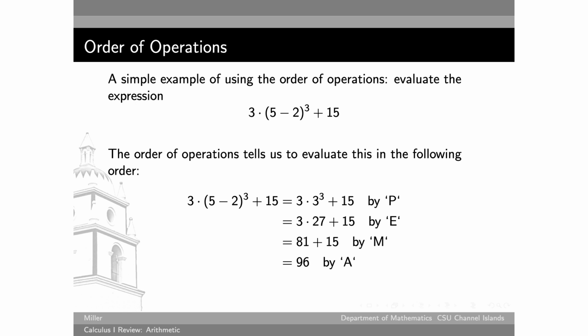The next letter in PEMDAS is E. Look for the exponents. We've got one exponentiated expression, the 3 to the third power. 3 to the third power is 27, so we evaluate that. Next, we look for the M and the D, the multiplication and division. Here we've got one expression with multiplication, 3 times 27. We evaluate that next and get 81. Finally, we're left with one more operation, the operation of addition, 81 plus 15, that's 96, and we're done.